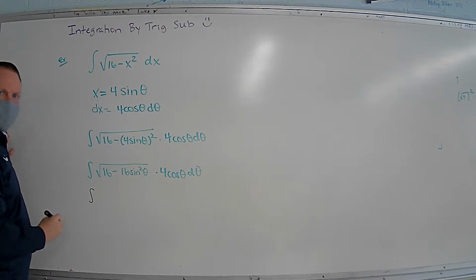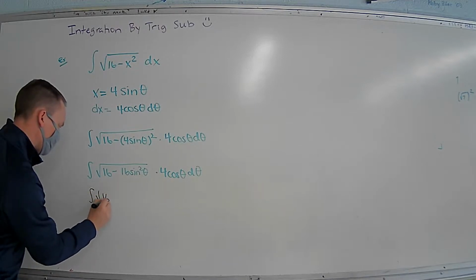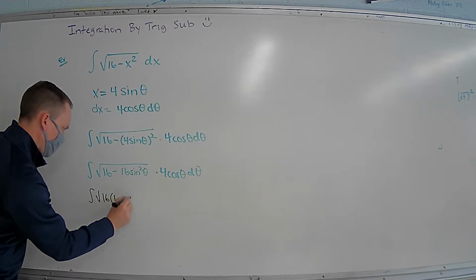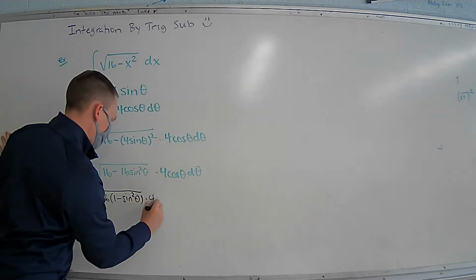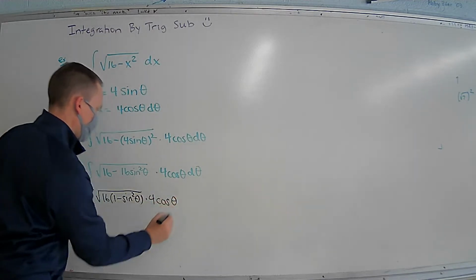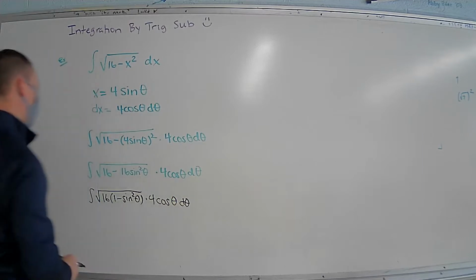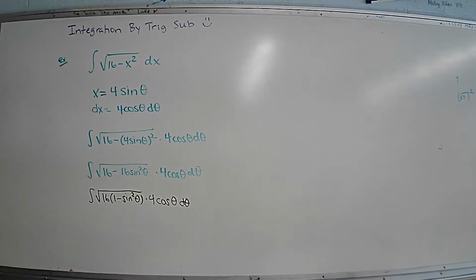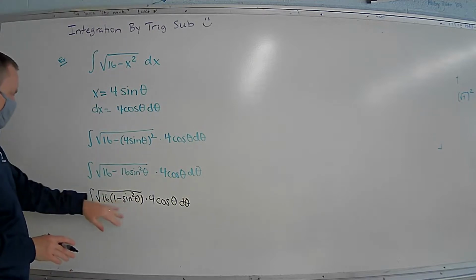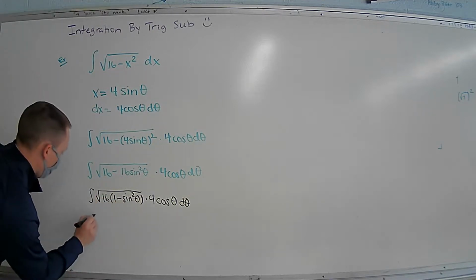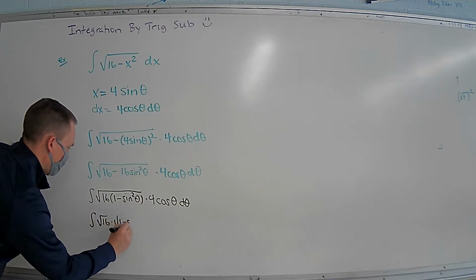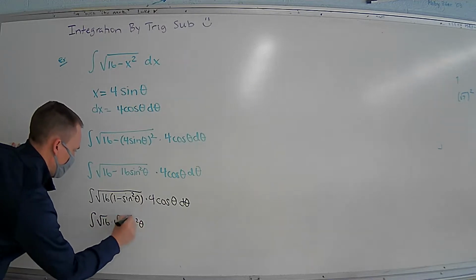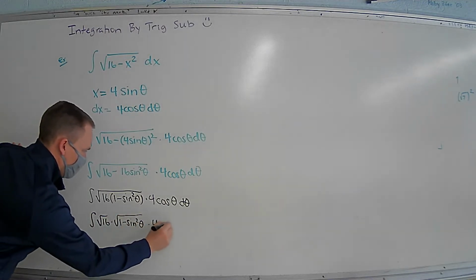Can I factor out a 16 there? No, I can't do whatever I want. Okay, so now what? I have 16 times this, and it's all radicalized. I can think of that as radical 16 times radical 1 minus sine squared times 4 cosine theta d theta.